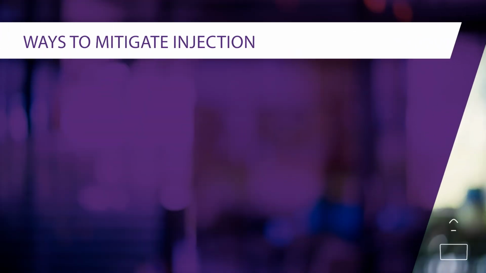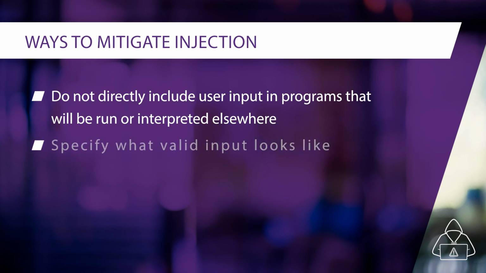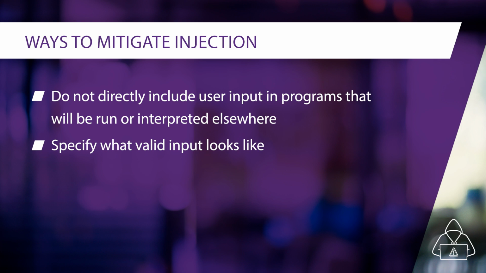Cross-site scripting is a similar problem, where user input might include HTML or JavaScript that gets rendered and run when a page is returned to the user. The way to fix injection is to not directly include user input in anything that will be run or interpreted elsewhere. In the best case, you can specify what valid input looks like and only allow conforming inputs. You can also filter user input, but filters are surprisingly hard to get right.